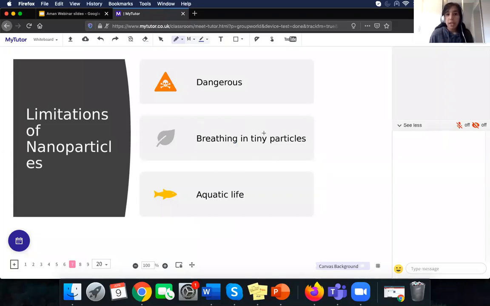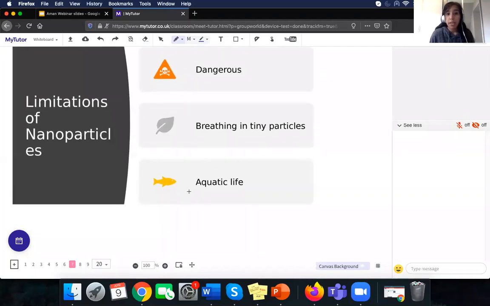The other thing is, because nanoparticles are being used so much now, they could just be in the air. And if we breathe them in, they could damage our healthy lungs or damage other areas of the body, because we don't know how they would react with normal healthy tissue.